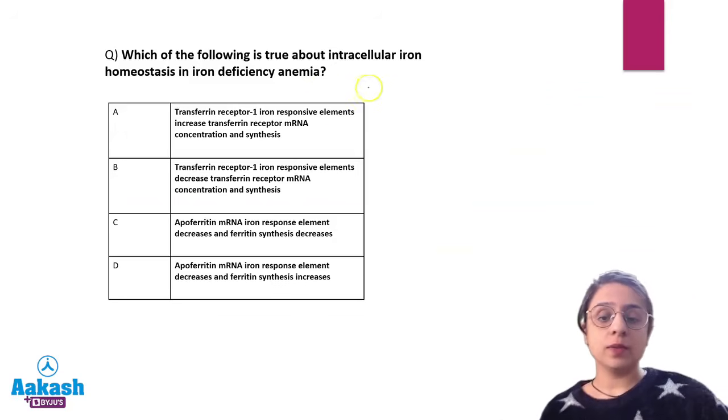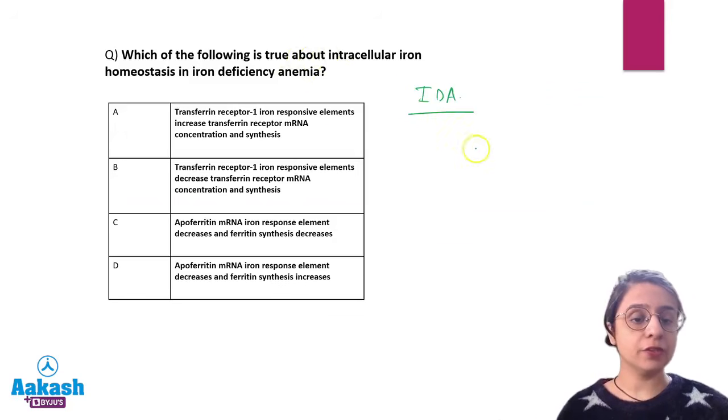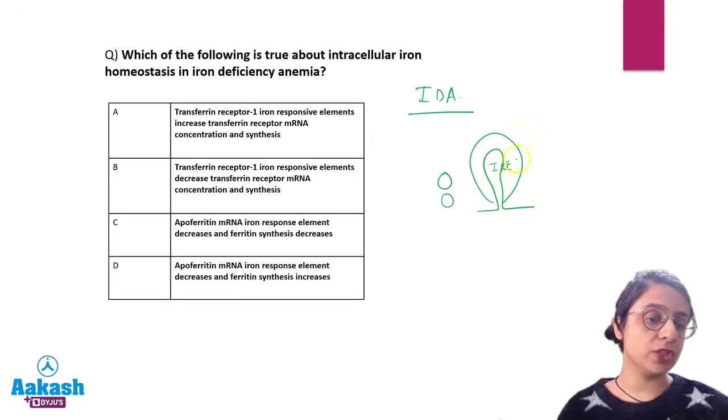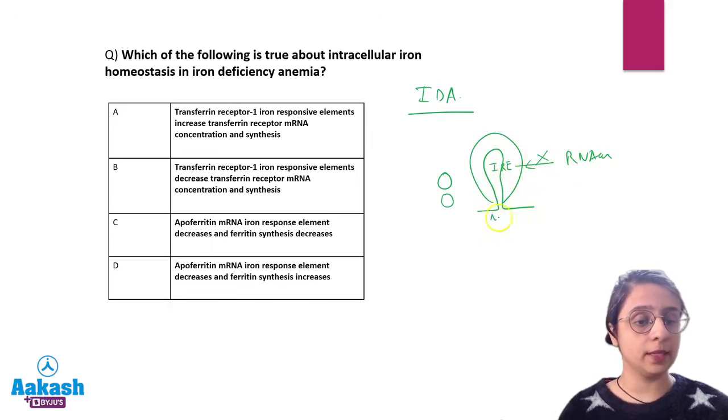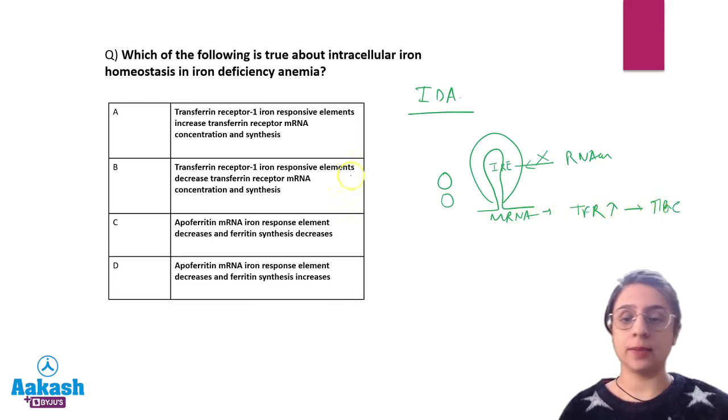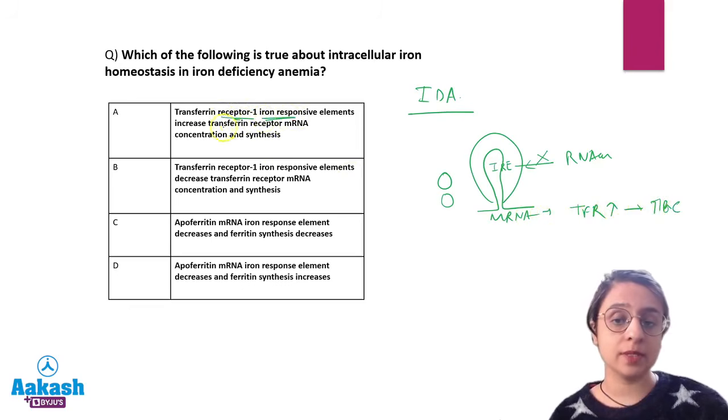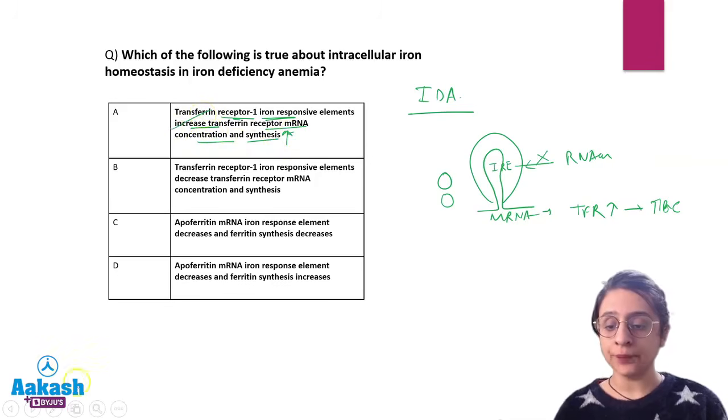Now last question, students, we have already discussed what will happen in iron deficiency anemia, right? The iron concentration will be low and the aconitase will be protecting this iron responsive element, because of which it will not be degraded by the RNases, and thus the transferrin receptor mRNA will be normal or increased in number, and thus transferrin receptors will increase, increasing the TIBC. So transferrin receptor 1 iron responsive elements will increase. mRNA concentration and synthesis will also increase. So I hope till here it is clear.